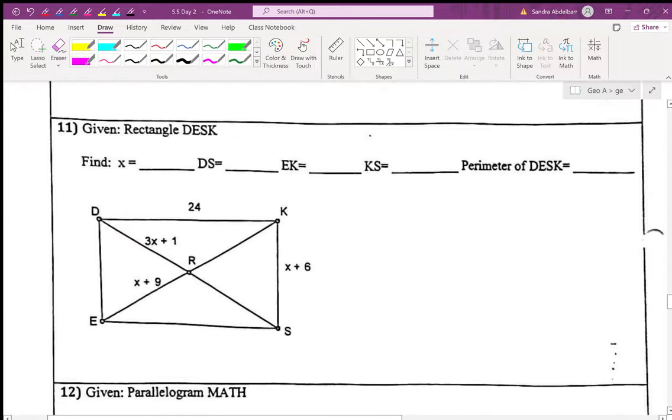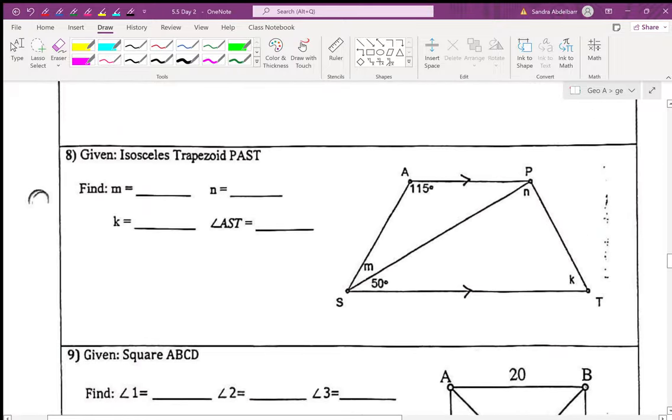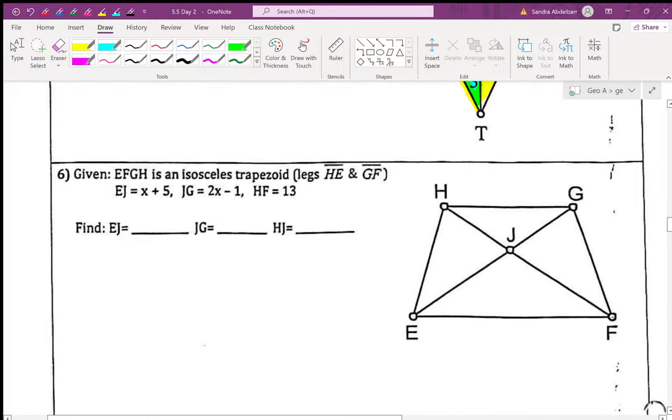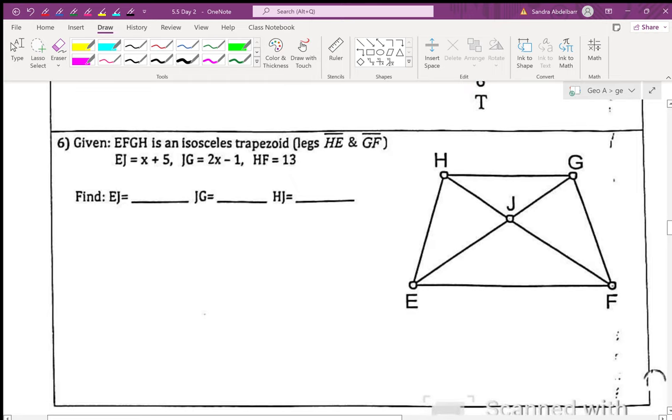All right. The last problem we're doing is, where is it? The isosceles trapezoid. So they're telling us that HE and GF are legs. So that means HG and EF are the parallel bases. There is something you need to know about an isosceles trapezoid. You cannot use this in proofs, but you can use it in algebra problems. In an isosceles trapezoid, do you guys remember the diagonals are equal to each other? The full diagonals. So like EG is congruent to HF.